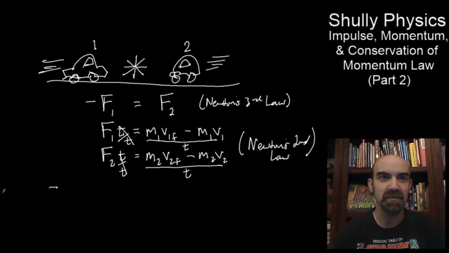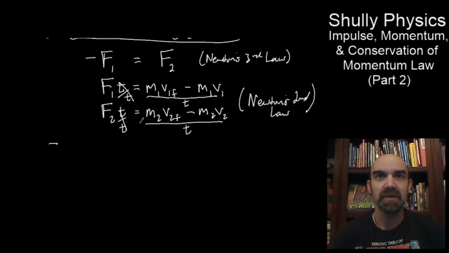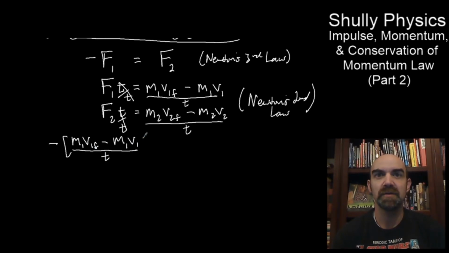Let's not forget the negative. Bring it down a little bit. Negative all of that. We're going to plug in m1 v1 final, minus m1 v1, all over t. That's a bracket, equals F2. So negative F1 equals F2. And let's replace F2, force 2, with its m2 v2 final minus m2 v2 initial over time.